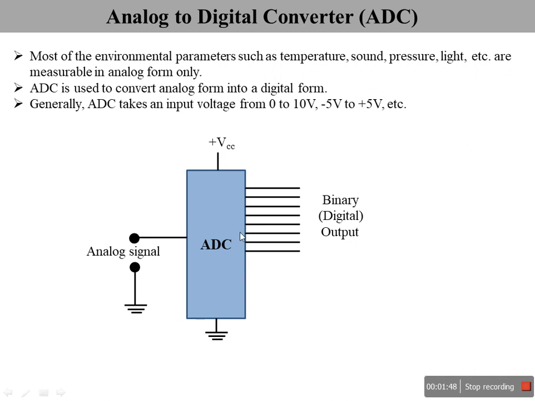Then depending upon the IC capability, it may convert this analog signal to either 8-bit digital form or 16-bit digital form or so on. Here I will be considering an 8-bit ADC, which will convert an analog signal into 8-bit digital form. This particular block is available as a separate integrated circuit that can be interfaced with 8051 or any other microcontroller.